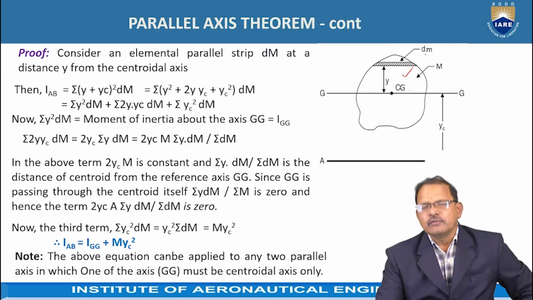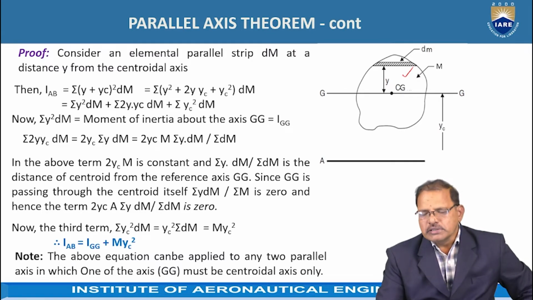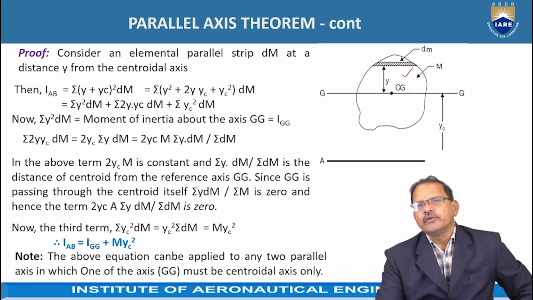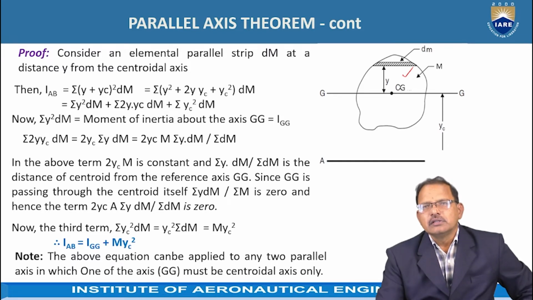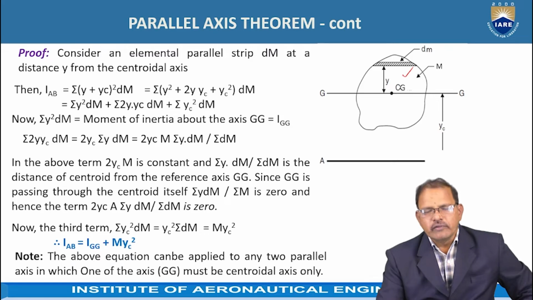Then the moment of inertia of that entire mass about the line AB is given by the product into the square of the distance, which is equal to I_AB = sigma (y + yc) whole square into dm. So on expanding, sigma (y + yc) whole square is equal to (y square + 2y yc + yc square) into dm.